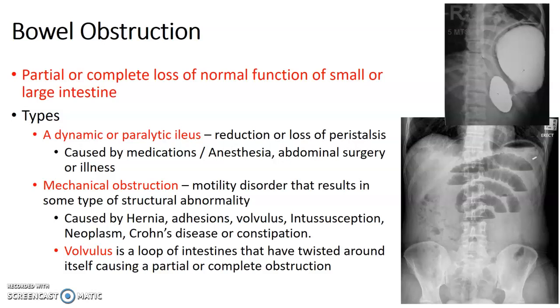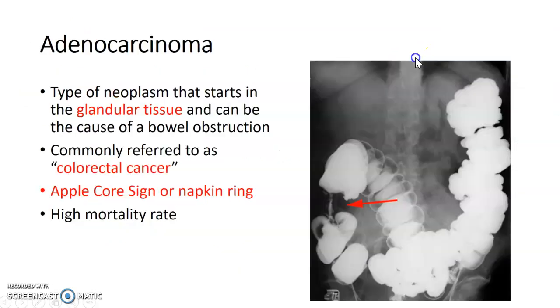Mechanical obstruction is a motility disorder that results in some type of structural abnormality. It can be caused by hernias, adhesions, volvulus, intussusception. Just a reminder, volvulus, it's a loop of intestines that have twisted around itself, causing a partial or complete obstruction, excuse me.